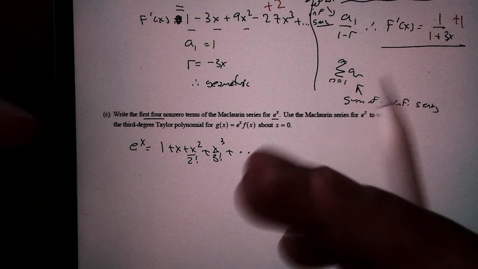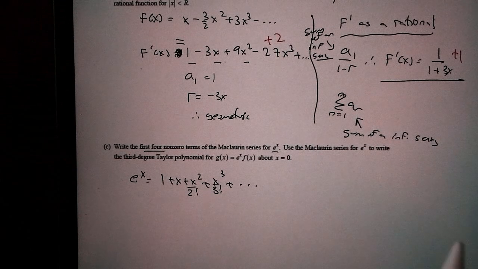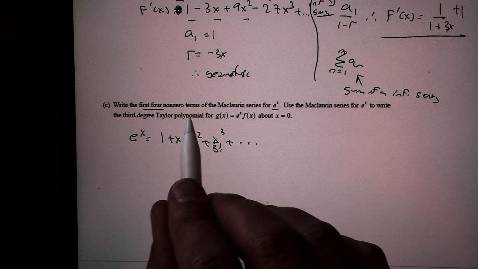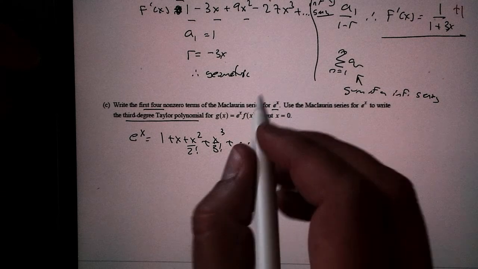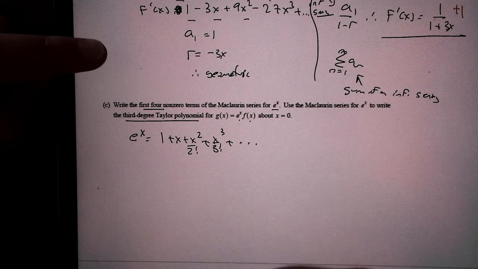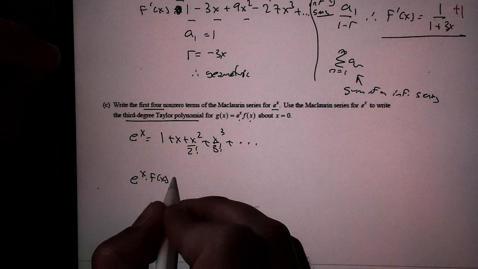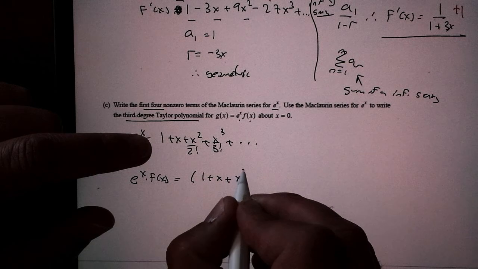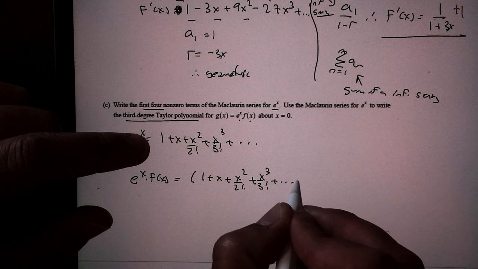Now notice, I made a mistake. I'm taking my test, I made a mistake and I realized, oh, I should go back and fix that if I can. Use the Maclaurin series for e to the x to write the 3rd degree Taylor polynomial. This is a polynomial this time of g of x, which is e to the x times f of x. All right, this is going to be nasty. So now we're going to say e to the x times f of x is equal to, well, what is e to the x equal to? 1 plus x plus x squared over 2 factorial plus x cubed over 3 factorial plus dot dot dot.